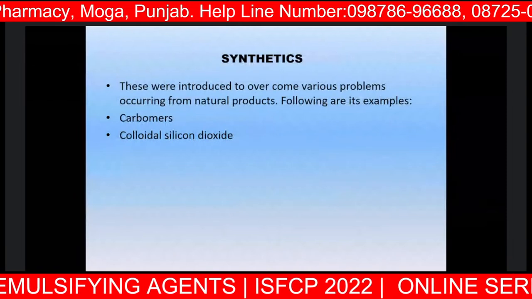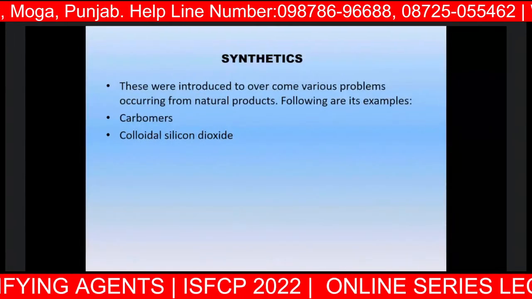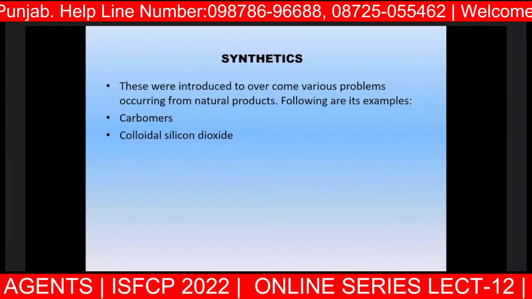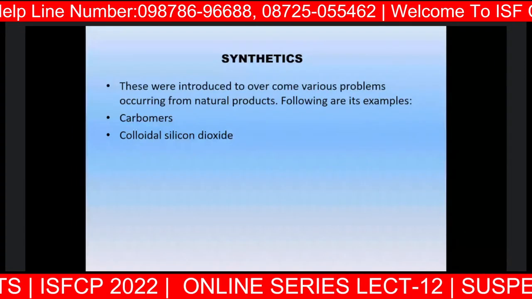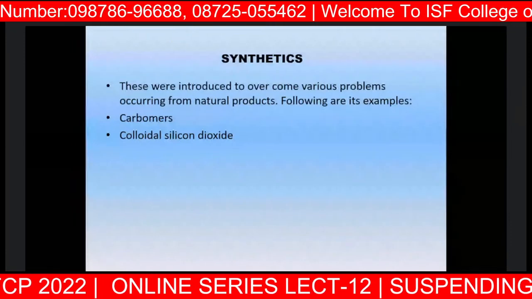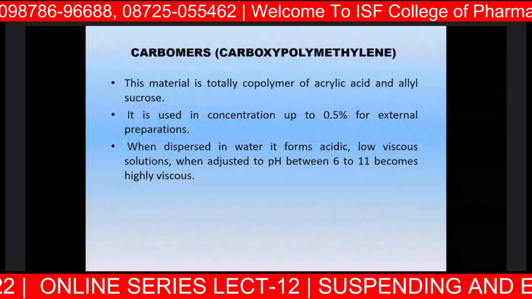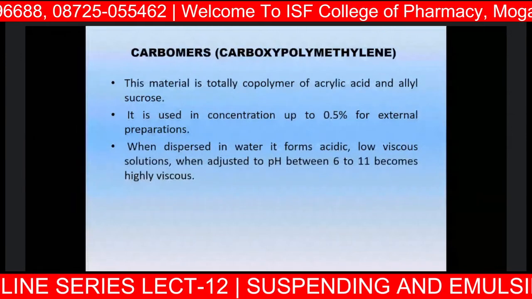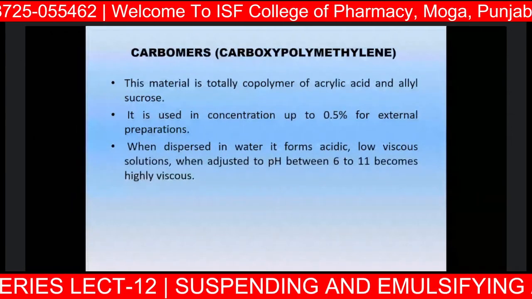The next category is synthetic compounds, as opposed to those occurring from natural products. Examples are carbomers and colloidal silicon dioxide. Carbomer is a copolymer of acrylic acid and allyl sucrose, used at about 0.5% for external preparations.